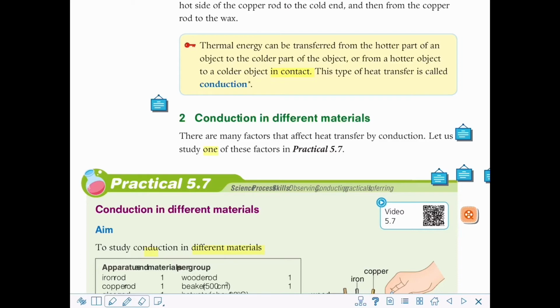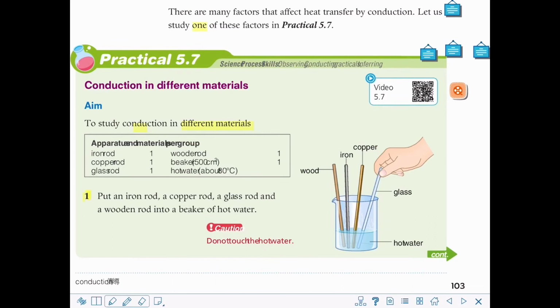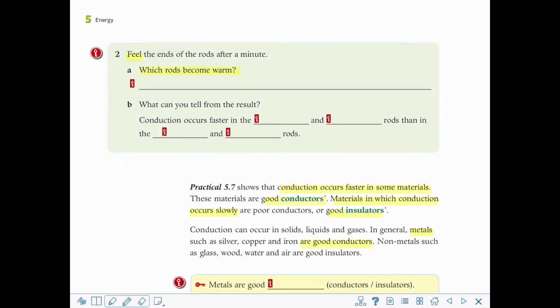Step 1. Put an iron rod, a copper rod, a glass rod, and a wooden rod into a beaker of hot water. Feel the ends of the rods after a minute. A. Which rods become warm? B. What can you tell from the result? Conduction occurs faster in the rod than in the rod. Well, we will see. Now, let us have a look.